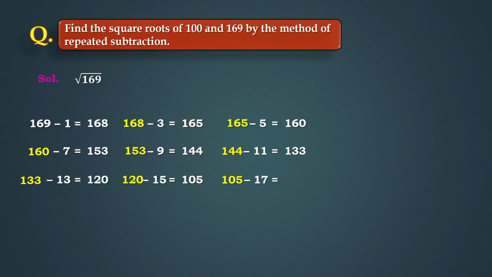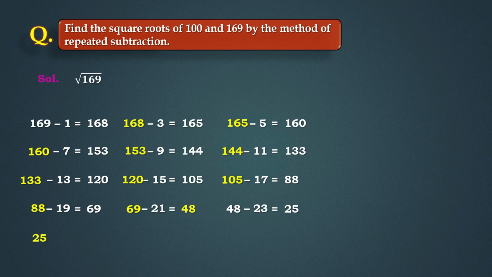Subtract 17, we get 88. Subtract 19, we get 69. Subtract 21, we get 48. Subtract 23, we get 25. Finally, subtract 25, we get 0.